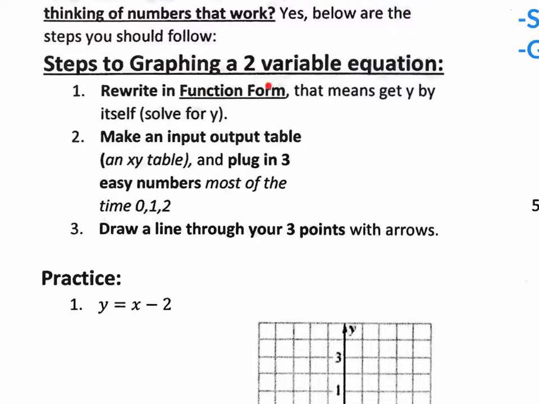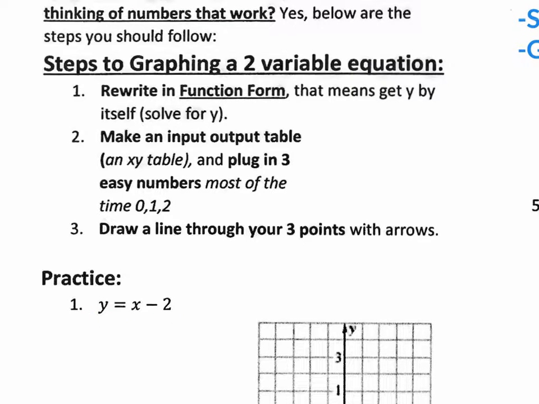So function form is when you rewrite your equation in a certain manner, and that manner is to have y by itself. So function form means get y by itself. In other words, that means solve for y. So if you look at number 1 down here on the practice, is y by itself? Yeah, it says y equals. So that is what we call function form right there.